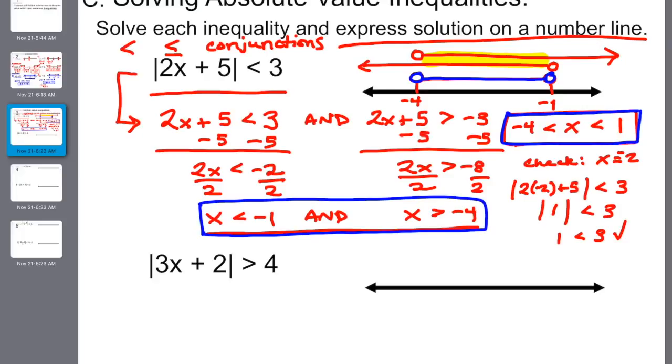Let's do the second one now. Now we're talking about things that are greater than 4 units from 0. Think about things that are greater than 4 units from 0. You're talking about things that are going to be more than 4 or less than negative 4. So remember, this one here is going to be a disjunction.